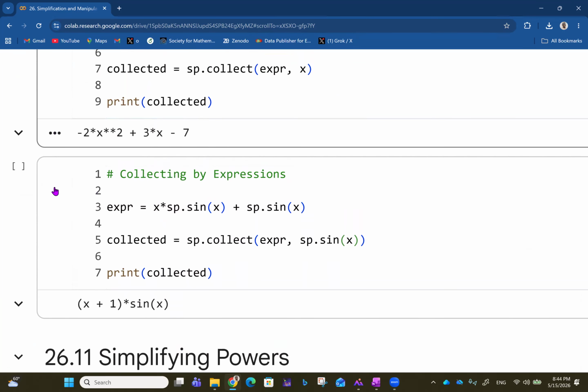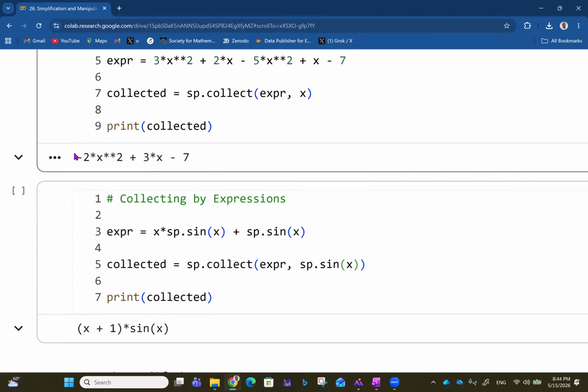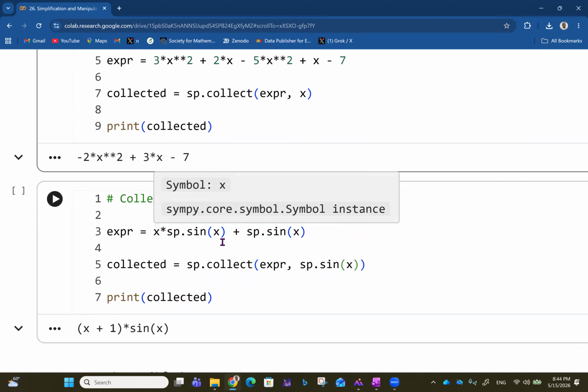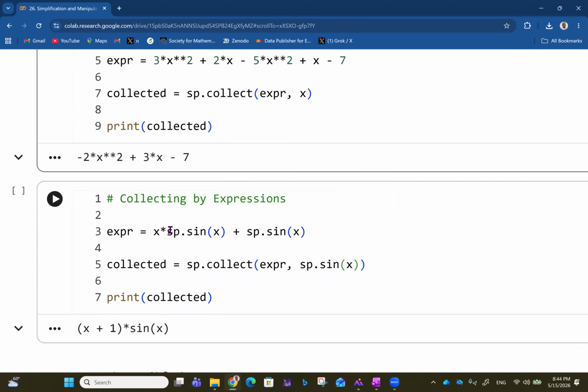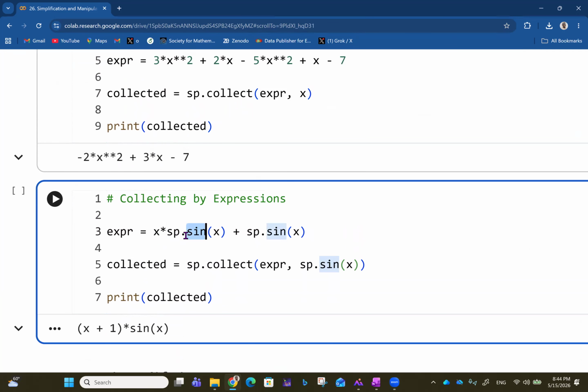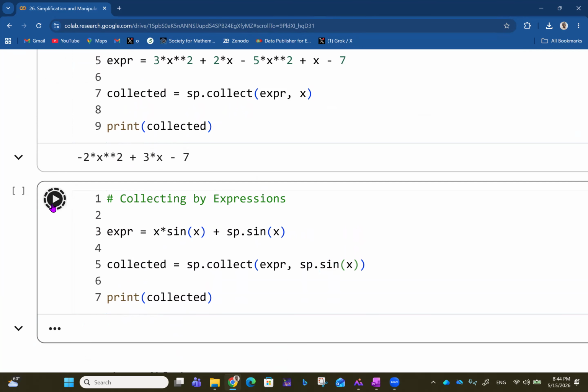Like that. Then collecting, you can also collect by expressions too, right? So imagine you have x sine x plus sine x. Of course, you see the reason for this sp is because sine x cannot occur of its own accord. So if I remove this sp now, you see there's going to be an error. There automatically be an error.